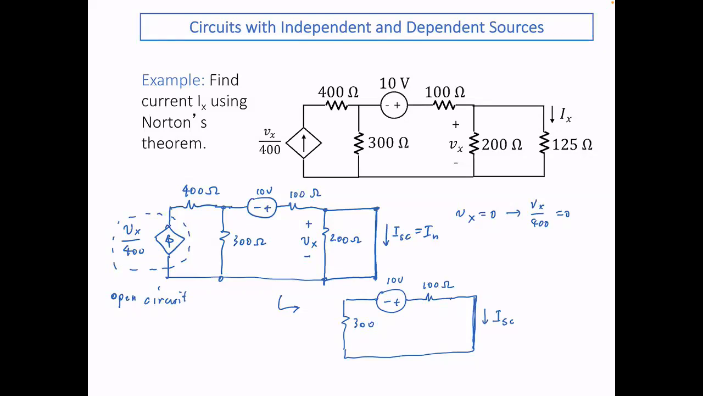Okay. Tanong, bakit hindi ko kailangan ilagay itong 200 ohms? Remember what I discussed before? If you have a short circuit across any resistor, no current will flow through that resistor. All the current will flow through the short circuit. In effect, since no current will flow through this resistor, you can remove it. You can remove it. Wala namang kasing current na dadaan dyan. Lahat ng current dadaan dun sa short circuit.